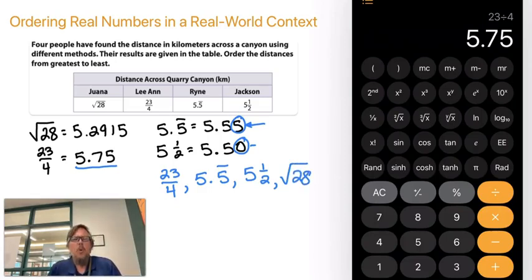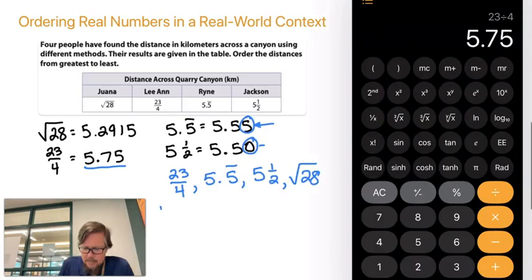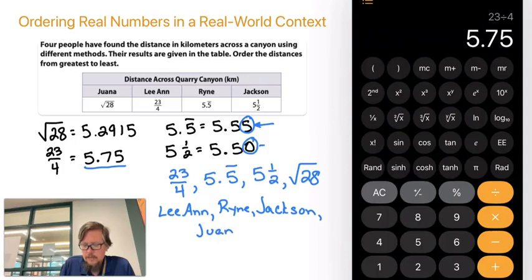So if we wanted to put these in order from greatest to least using numbers, it would be 23/4, 5.5 repeating, 5.5, and square root of 28. And if we wanted to put them in order based on who did the measurement, then it would be Leanne had the largest, then Ryan, then Jackson, and finally our smallest estimate was Juana. So depending on whether we wanted to put them in order based on the actual numbers themselves or who came up with the number, our answer could be one of those 2 things.